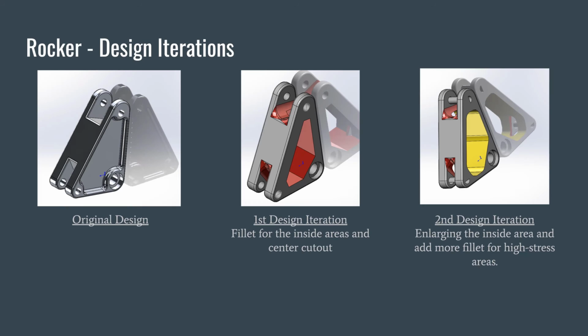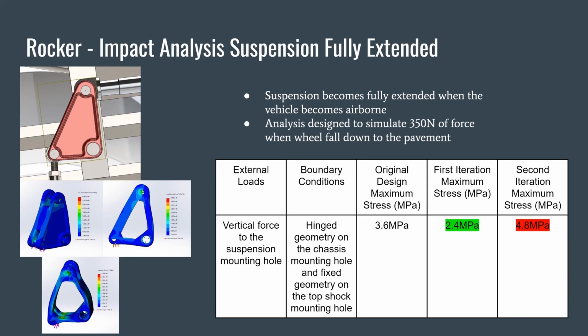For the rocker, the original design is overkill in some areas, and in other areas, there are high stresses. So the first design iteration is to add fillets to the high stress areas and also cut out the center where there's barely any stress. The first impact analysis is when the suspension is fully extended, and the best iteration is the first iteration with a stress of 2.4 megapascals.